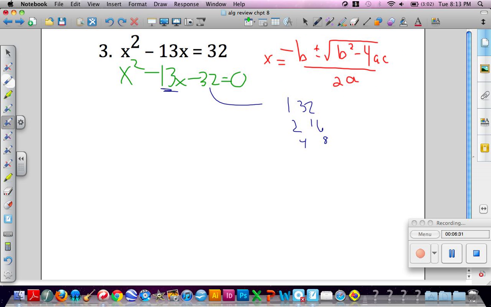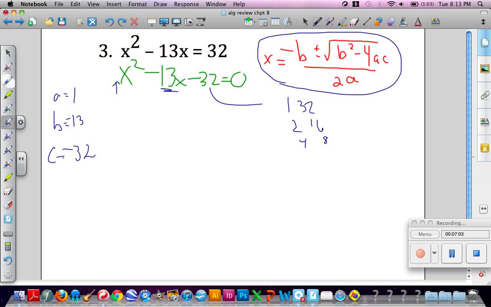Maybe when you turn to this slide here, you're going, you knew what that was. That's going to help me solve this. My a is the term in front of the quadratic term, so my a is 1. My b is the term in front of the linear x, so it's negative 13. And my c is negative 32, which is the constant.